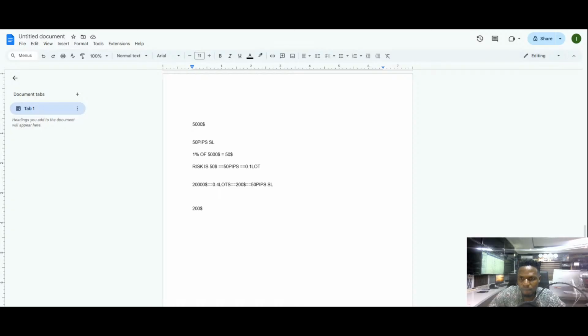5,000 divided by 200, that's 25. Okay, so here now we have to divide this 5,000 by 25 to get 200. So that means the lot size, if you divide 0.1 by 25, that will be very, very small.